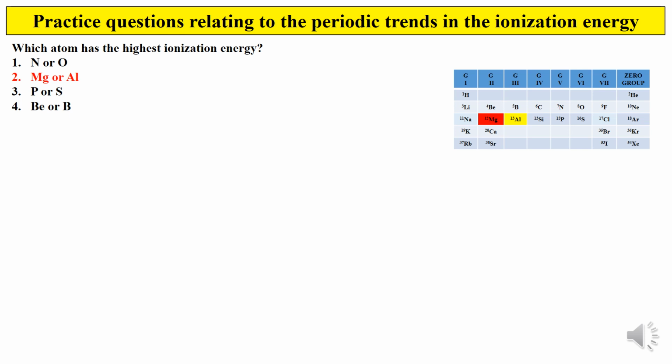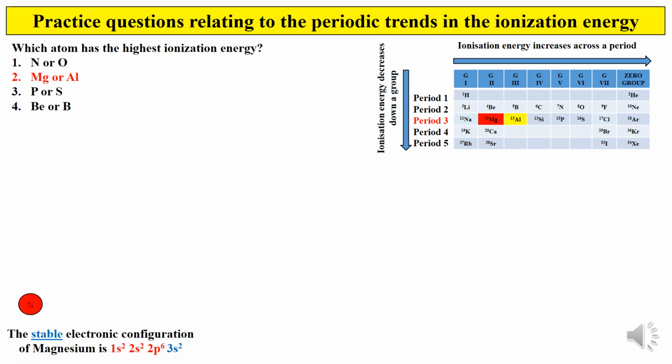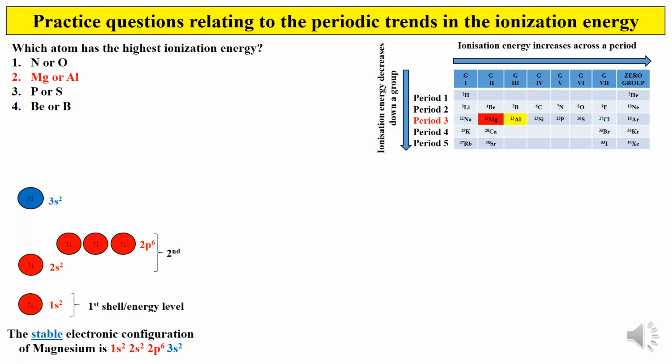So which atom has the highest ionization energy, magnesium or aluminum? Going with the trend, ionization energy increases across a period and decreases down a group. Now magnesium has a stable electronic configuration with all its orbitals completely filled.